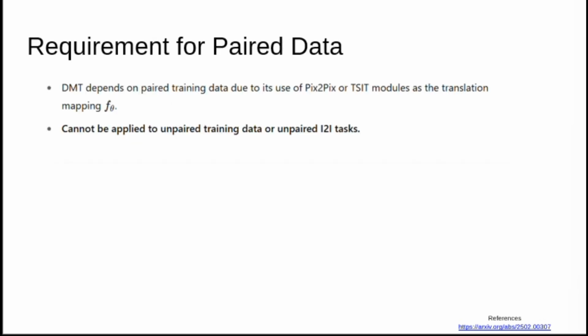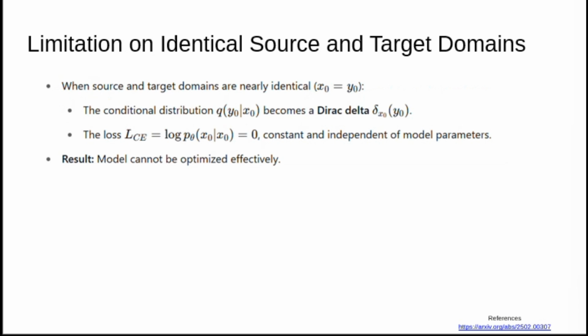The other limitation is the requirement for paired data. It requires paired data for training. This limits its use in domains where unpaired samples are easier to obtain and it's difficult to pair the samples and get the labels. The third limitation is that if the source and target domains are too similar, DMT doesn't learn a meaningful transformation and it fails in that case. We aim to improve that in the future.